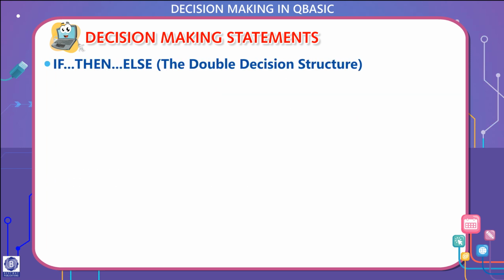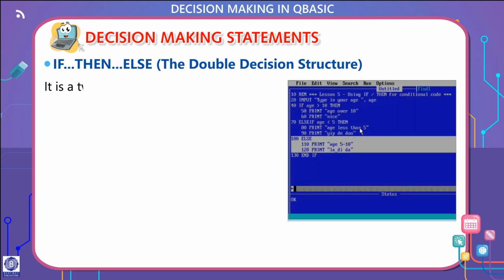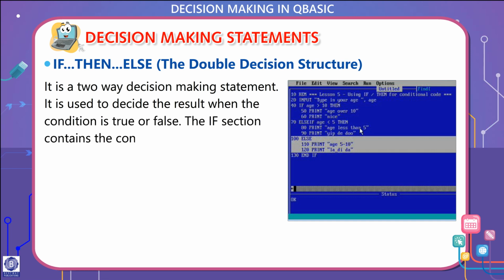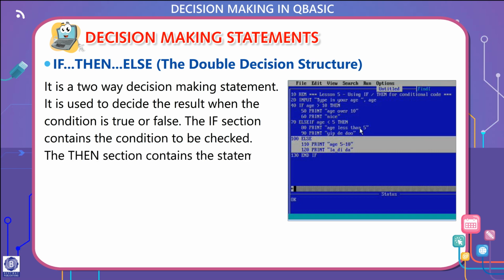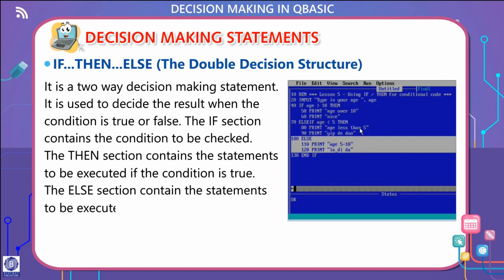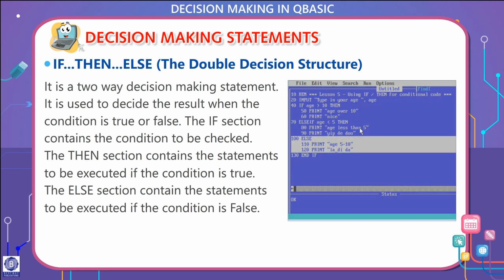If-then-else. The double decision structure. It is a two-way decision-making statement. It is used to decide the result when the condition is true or false. The if section contains the condition to be checked. The then section contains the statements to be executed if the condition is true. The else section contains the statements to be executed if the condition is false.